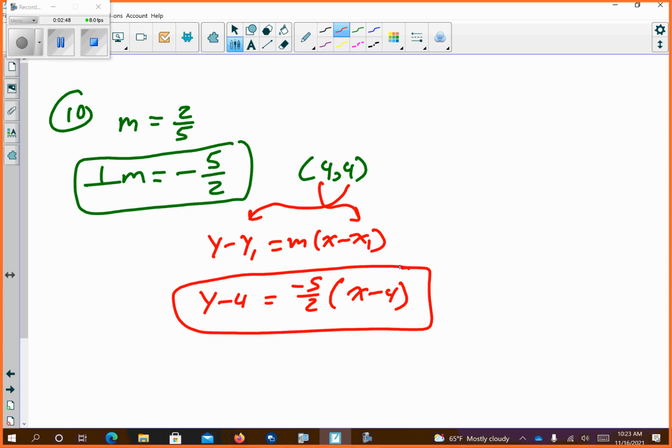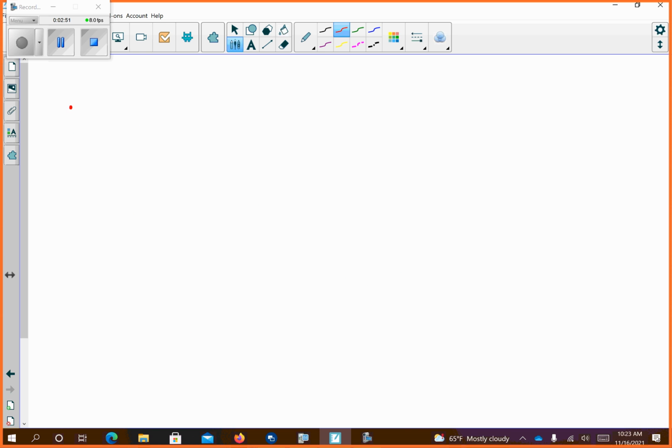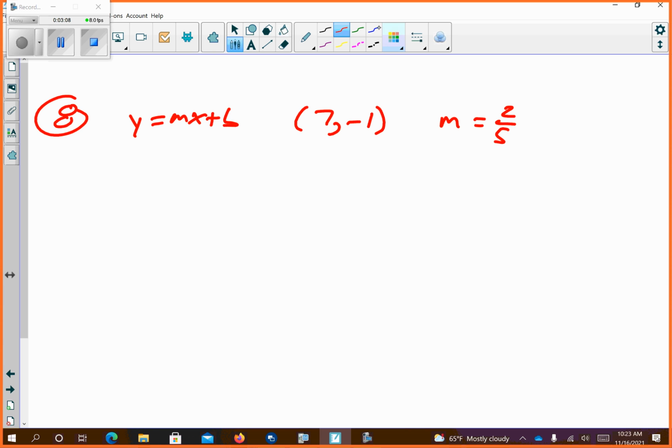Yeah. Number 8. Number 8. Find the equation in slope-intercept form. So slope-intercept form is this. That goes through the point (7, -1) and has a slope of 2/5. Okay, so first thing I need to use is point slope, because I don't know the y-intercept. So point slope is this equation. So this is my x1, this is my y1.